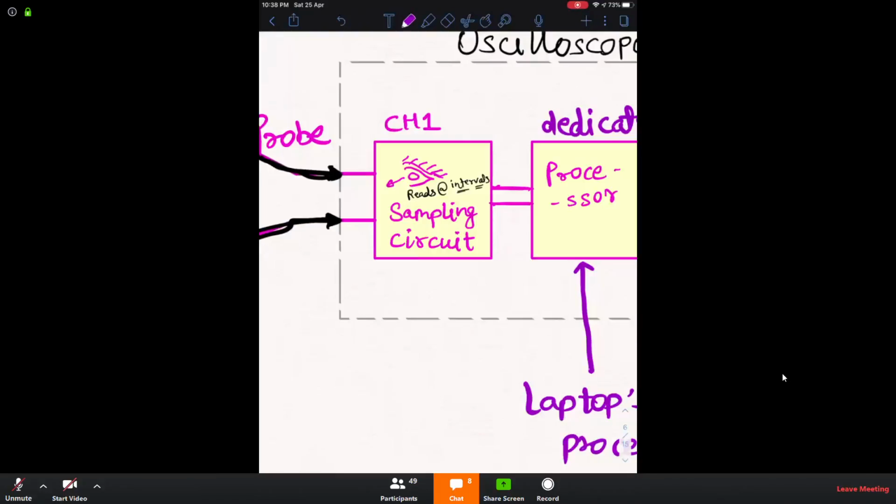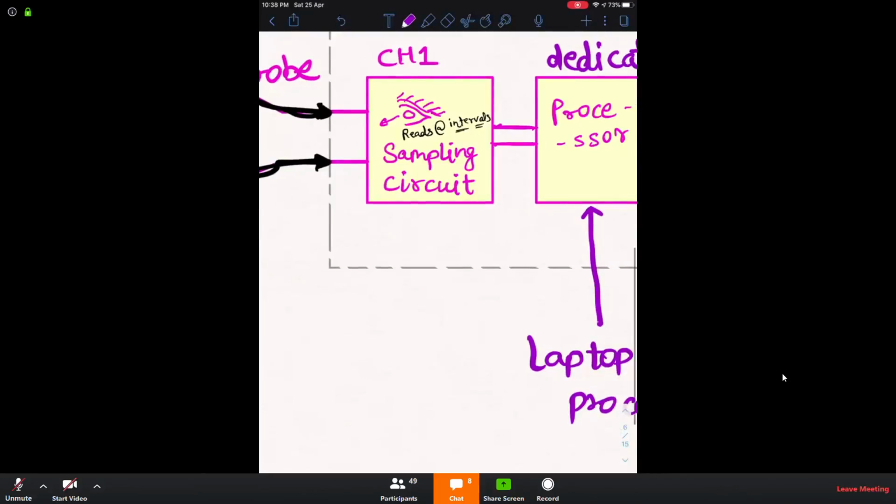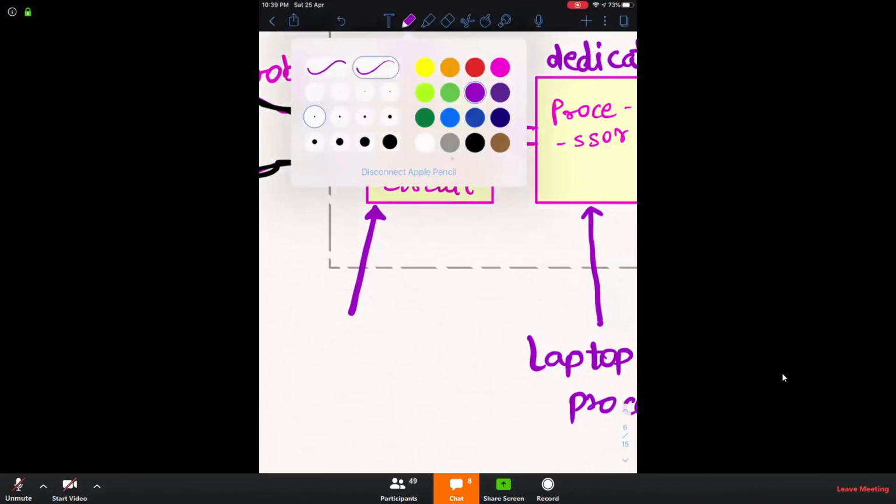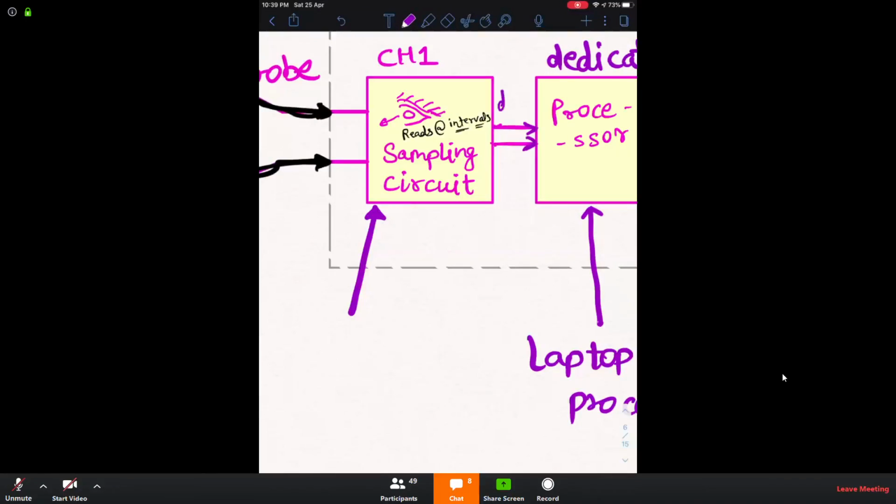Now the last part is how will you get the sampling circuit? As I have already told you, what is the function of the sampling circuit? It's just a simple circuit. It will take the input data, sample that data, and convert that data into digital form. Now we have to look for a sensor for a complete sampling circuit which can do this job.